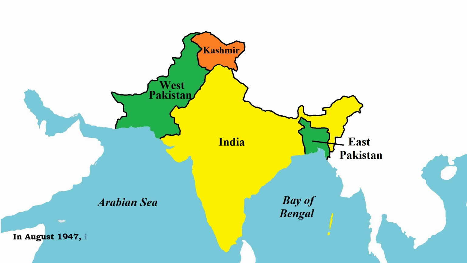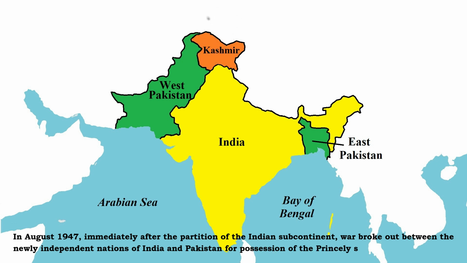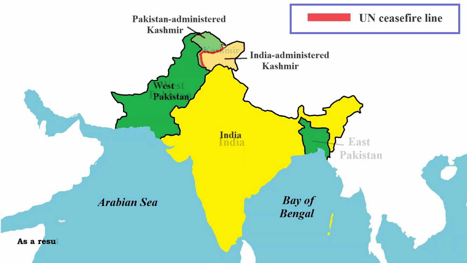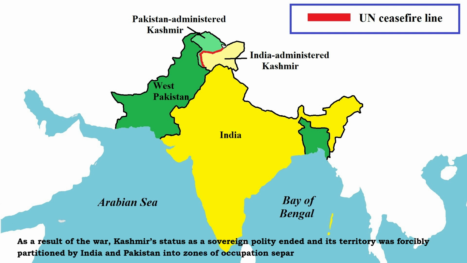In August 1947, immediately after the partition of the Indian subcontinent, war broke out between the newly independent nations of India and Pakistan for possession of the princely state of Kashmir. As a result of the war, Kashmir's status as a sovereign polity ended and its territory was forcibly partitioned by India and Pakistan into zones of occupation separated by a UN ceasefire line.